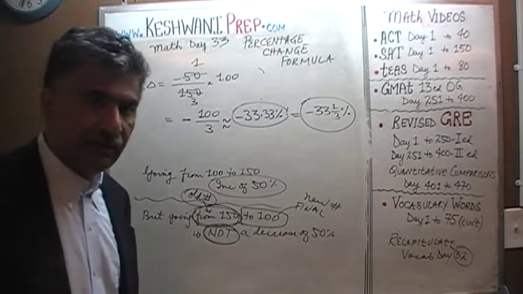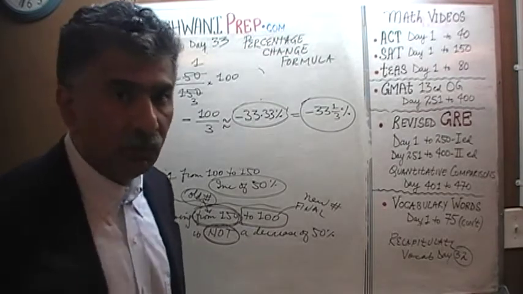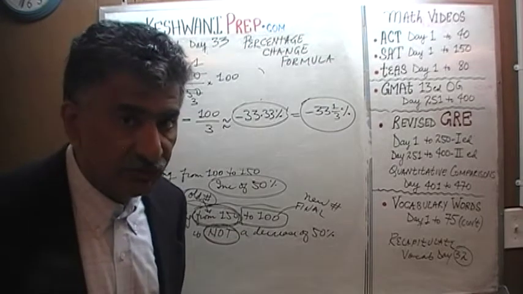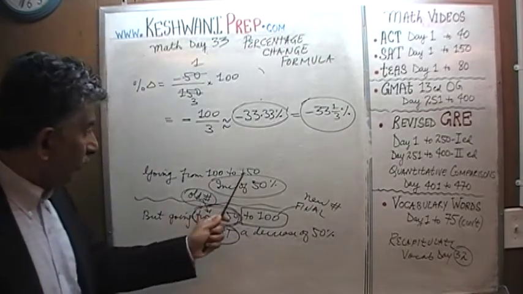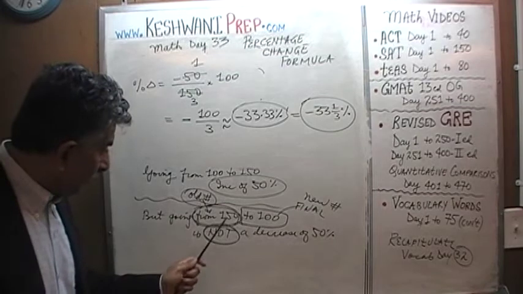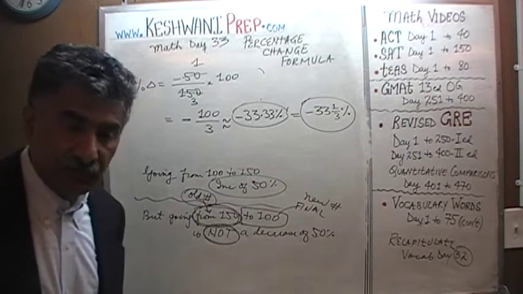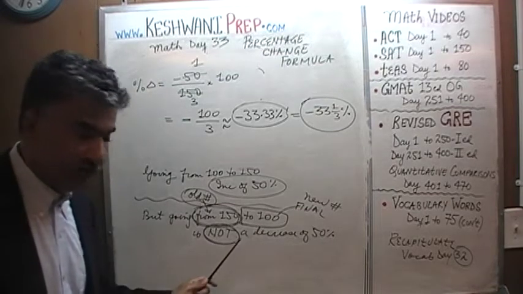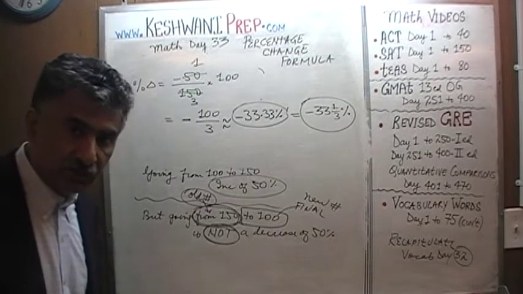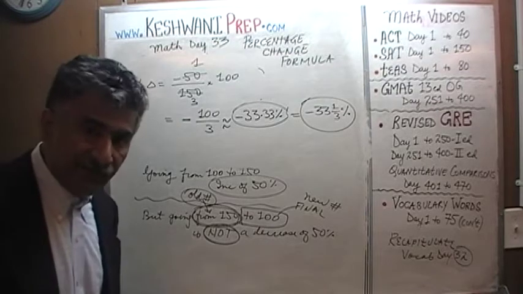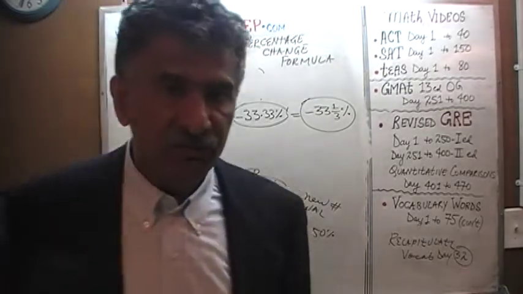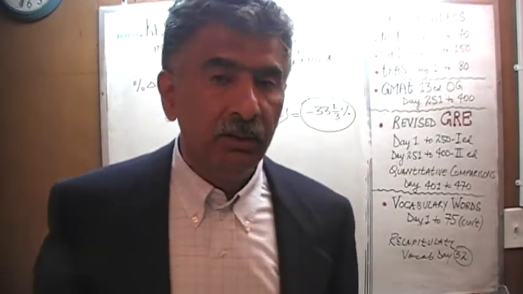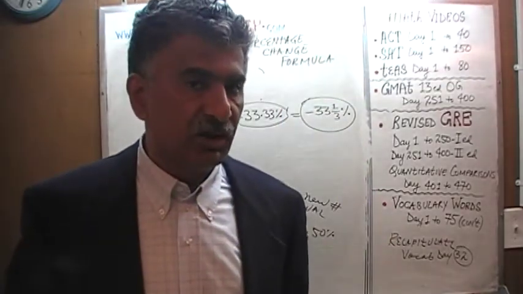The reason is that in both cases, listen carefully, the change is the same. 100 to 150 is a change of 50. 150 to 100 is a change of 50. Of course, we understand that it's a negative 50, but the point is, it is a change of 50. What is making a difference is that we are asking ourselves, how does this change compare with what?